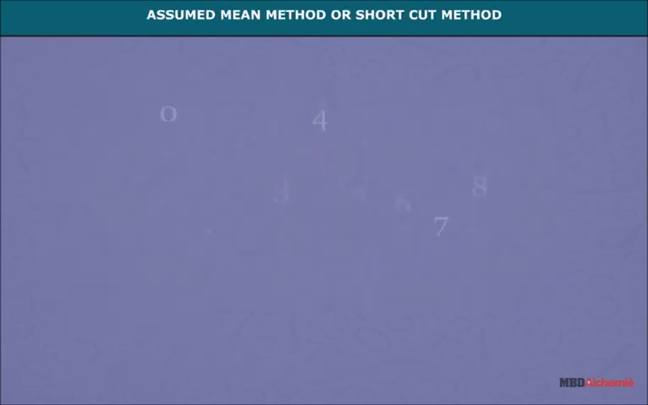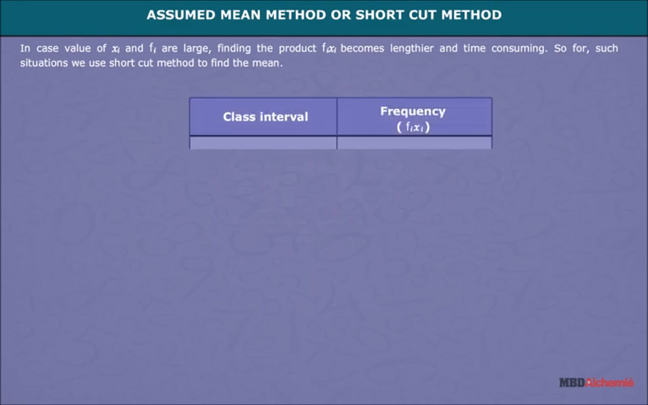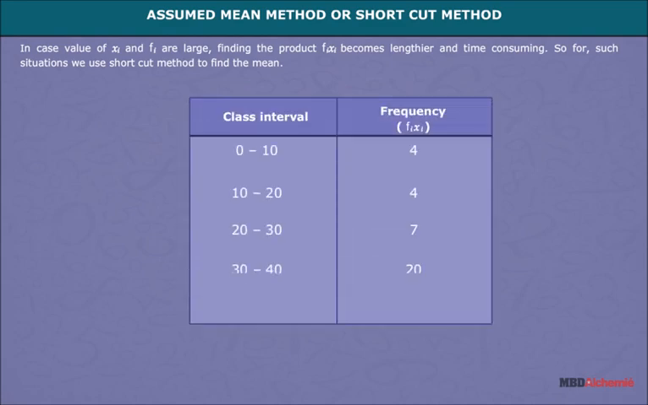Assumed mean method or shortcut method. In case the values of xi and fi are large, finding the product of fi xi becomes lengthy and time-consuming. So, for such situations, we use the shortcut method to find the mean. Let us understand the steps taken in this method with the help of an example. Here we are given the frequency of each class interval and we have to find the mean of this data.